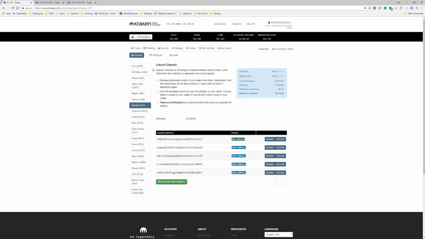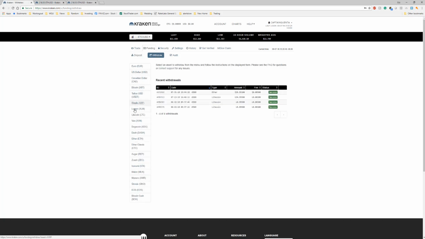And I'll say that Kraken has a little longer time period for the coins to show up than other exchanges. I'm unfamiliar with why that is, if that's part of their internal issue or if that is just the nature of the beast. I'm unsure. The withdrawal process is the same. If we click on withdrawal, we'll get the same view here that we can take a peek at and see how many we've withdrawn in the past.